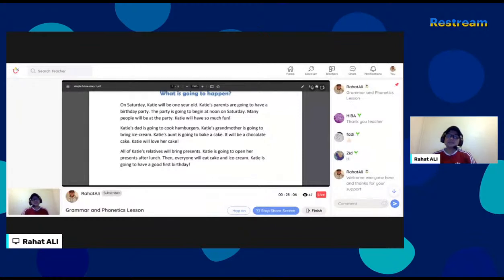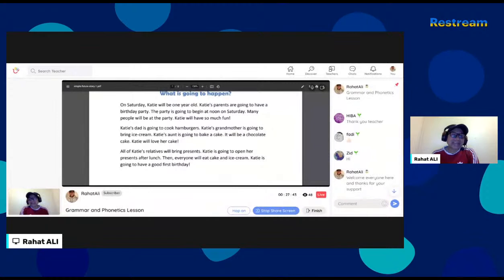Once again, R is almost everywhere. If you want to develop your British English, you need to understand first how you can control the R sound and pronounce it correctly and effectively. Okay, so Katie's dad is going to cook hamburgers.